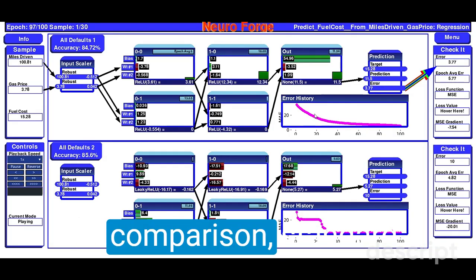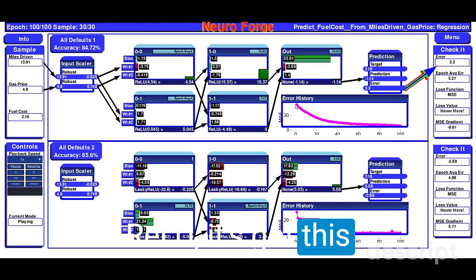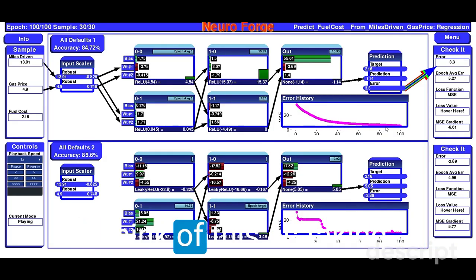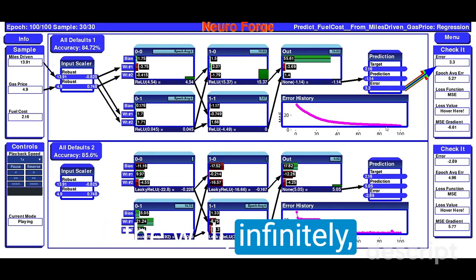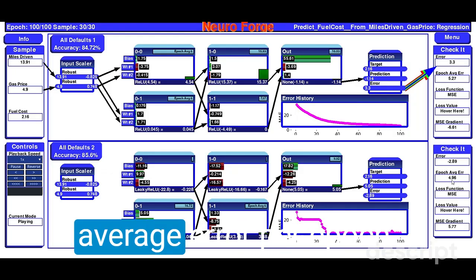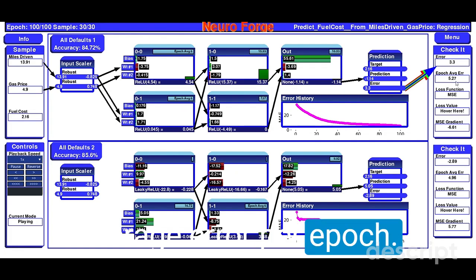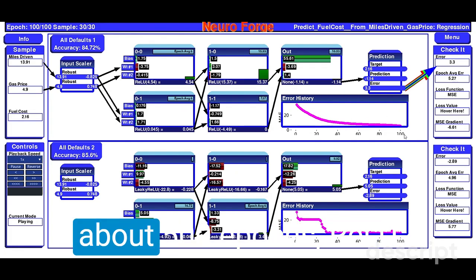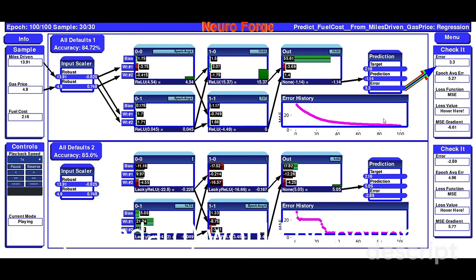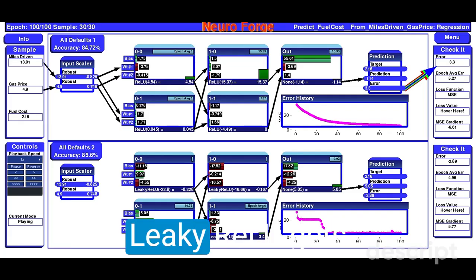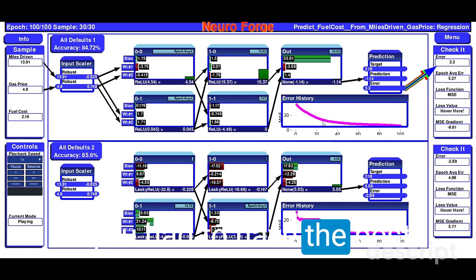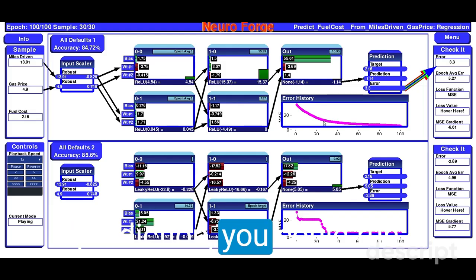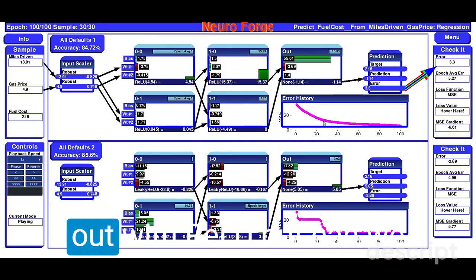In comparison, standard ReLU has got this nice smooth curve. I think of this as taking a step halfway towards the wall infinitely. It got a little better average error per epoch. If we did follow this out to about 500 epochs, ReLU would be better. Leaky ReLU gets you there quick. If you had to have the best prediction, you could run more compute to figure it out with ReLU. But can we get the best of both worlds?